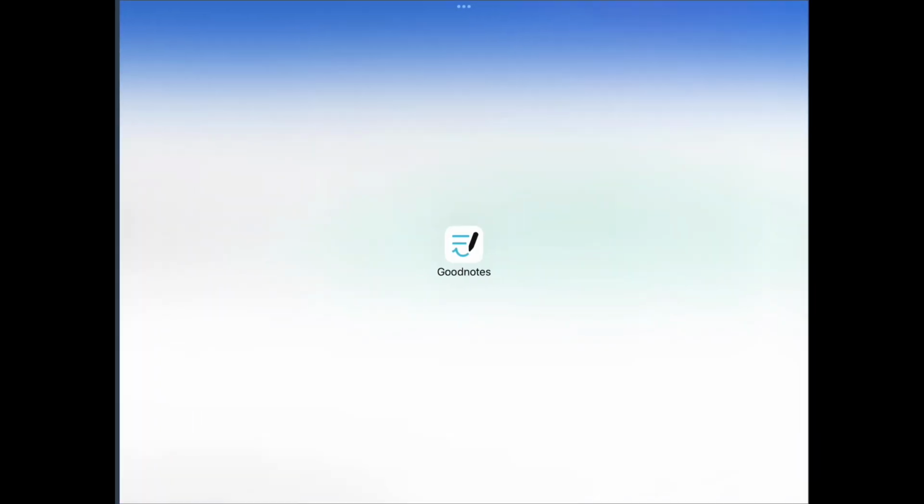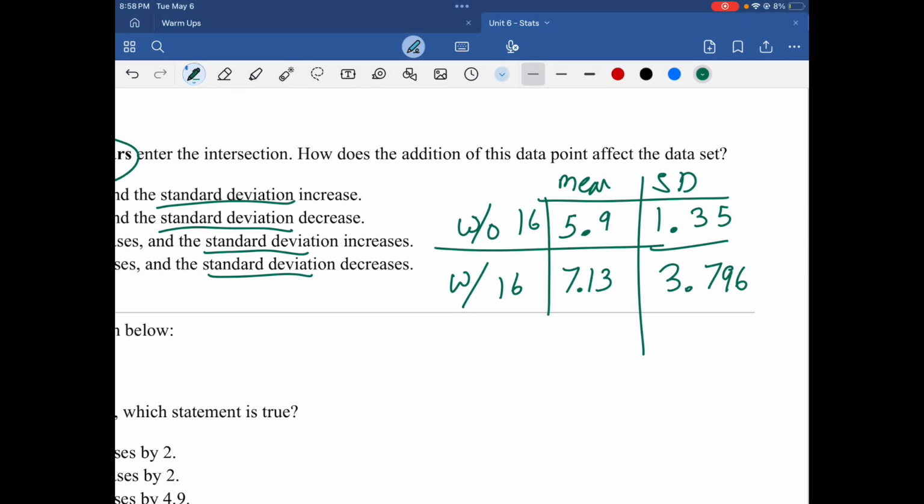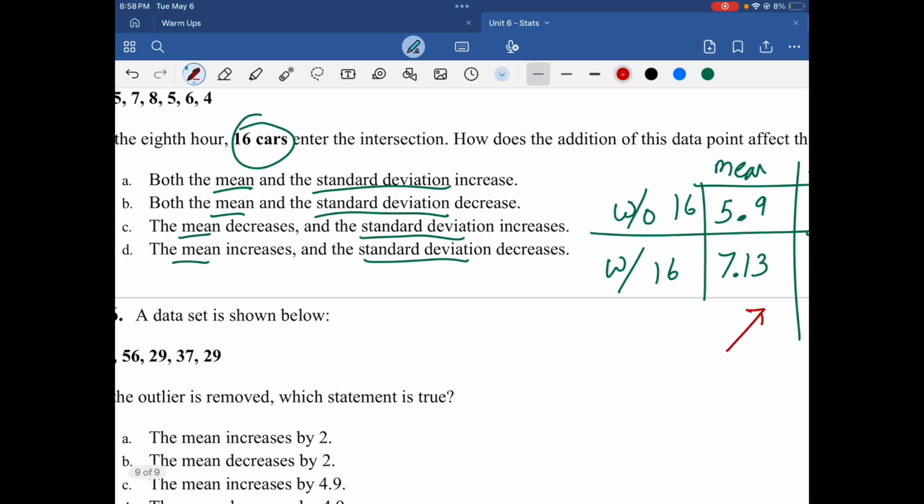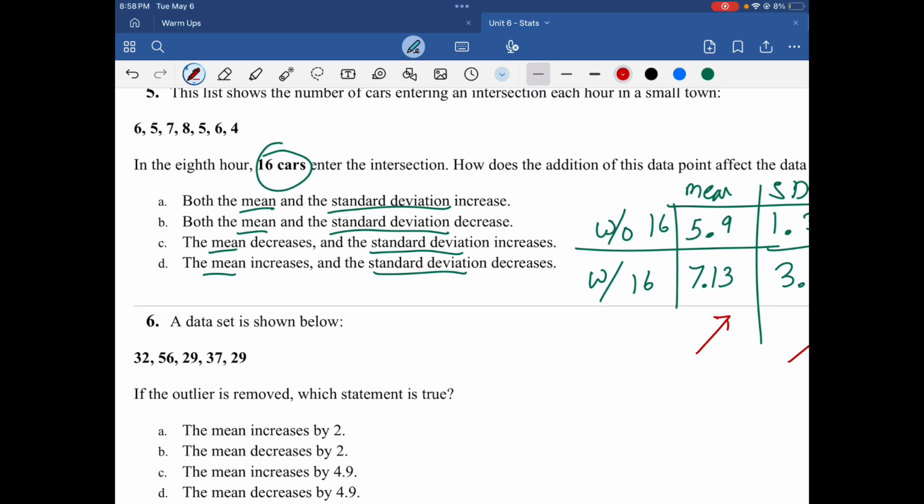So we can close out our Desmos. If I look right here, going from 5.9 to 7.3, we know that is an increase. It goes up. Going from 1.35 to 3.796, that is also an increase. So both our mean and our standard deviation increased. The only answer that talks about them both increasing is going to be A. So our answer here would be A.